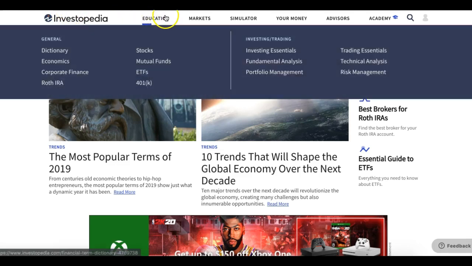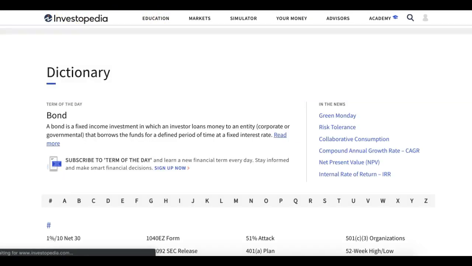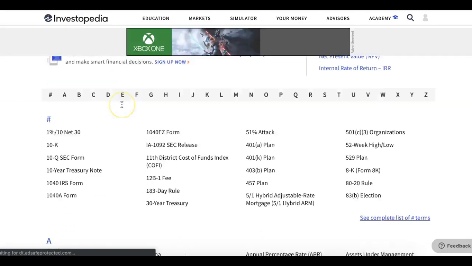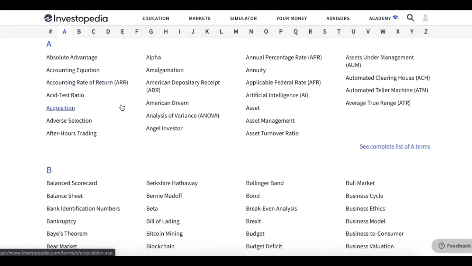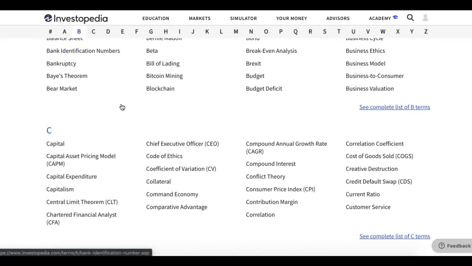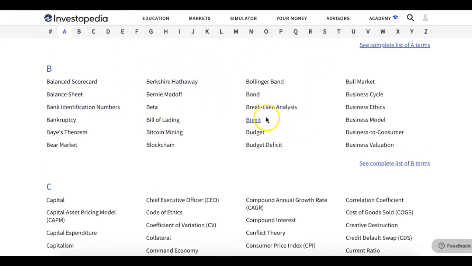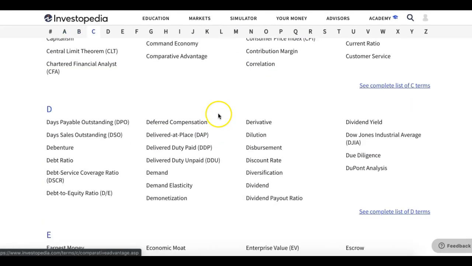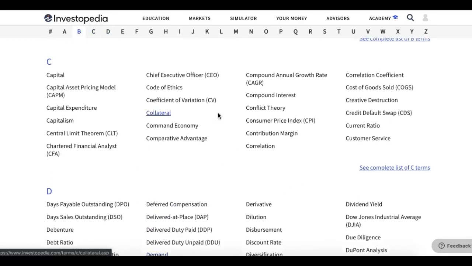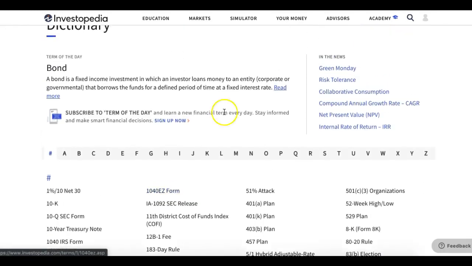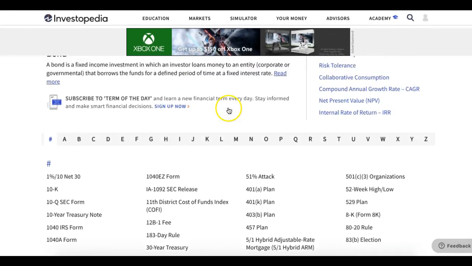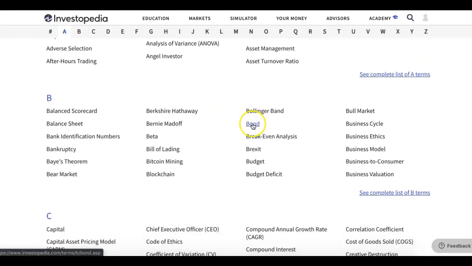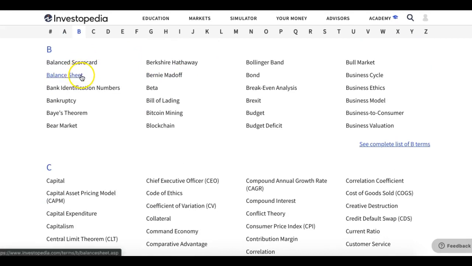And this website is a great place to start, Investopedia. They have their directory here that you can go on and just start learning. These are all different things to learn about. You don't have to learn about absolutely everything, but it's nice to have one place where you can go. Look, if I want to learn about bonds, I just have to come down here and click on bond. Boom. If I want to know about Berkshire Hathaway, boom. Balance sheet, what they are, boom.